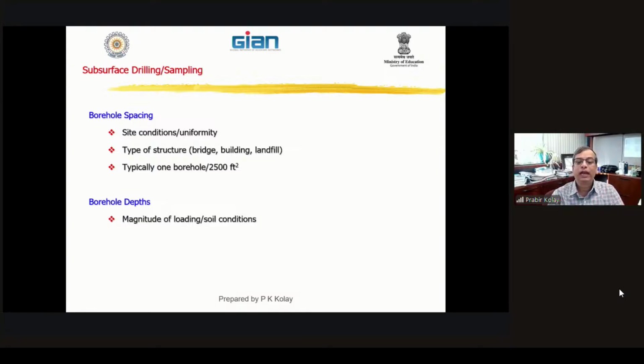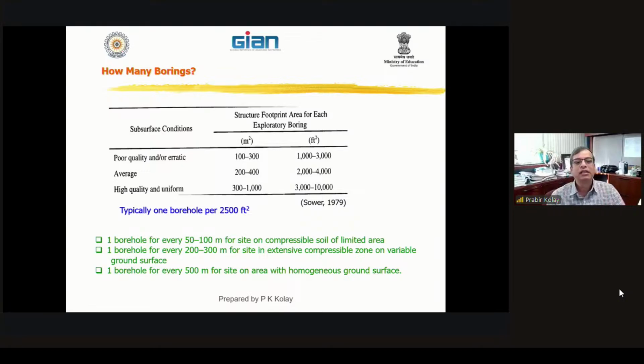And then also typically one borehole per 2,500 square feet. So this is just an approximate guideline. You need to make one borehole per 2,500 square feet. And the depth of the borehole depends on the magnitude of the loading and the soil conditions. So these are some guidelines again.